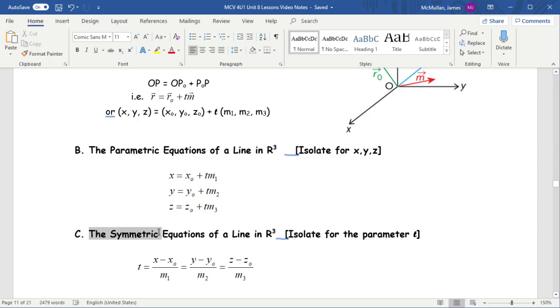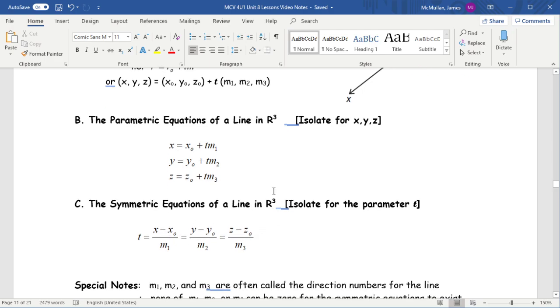Now the symmetric equation is a new type of equation where all you're doing is taking each parametric equation and isolating t. Since t has to be the same in all of them, we could move x0 to the other side. So we go (x minus x0) divided by m1 is equal to t, right? And the same thing would be true of y and z. So all three of these are another way to think about how a line could be represented. As usual, whatever you're subtracting on the top is the point, and whatever's in the denominator is the direction vector. Okay?